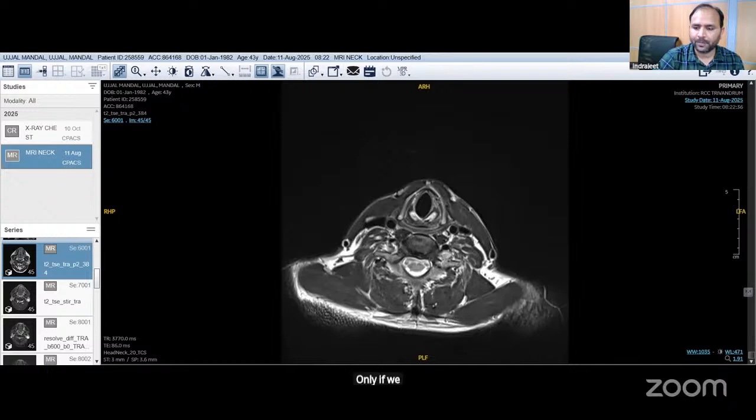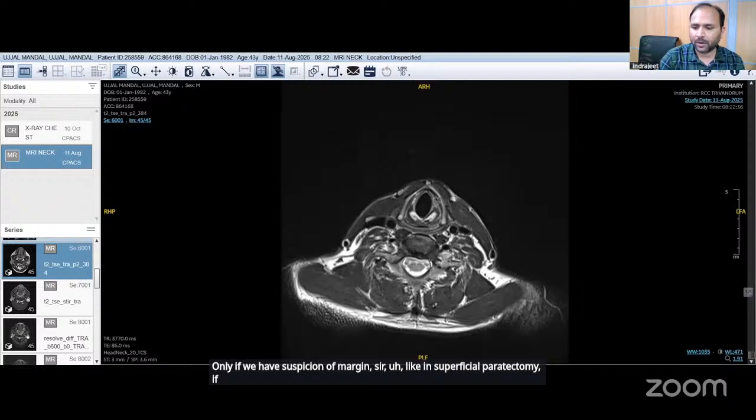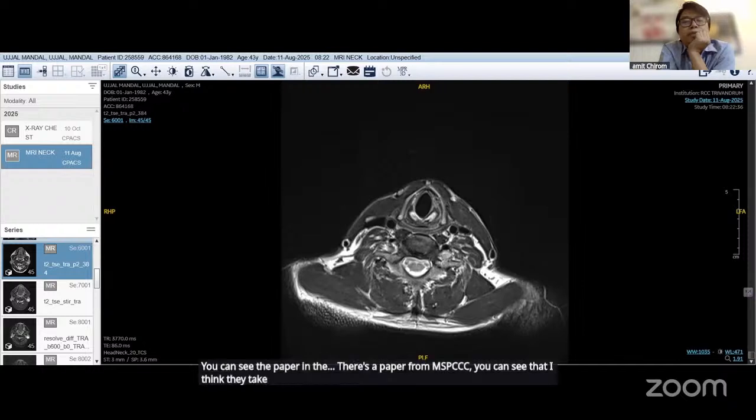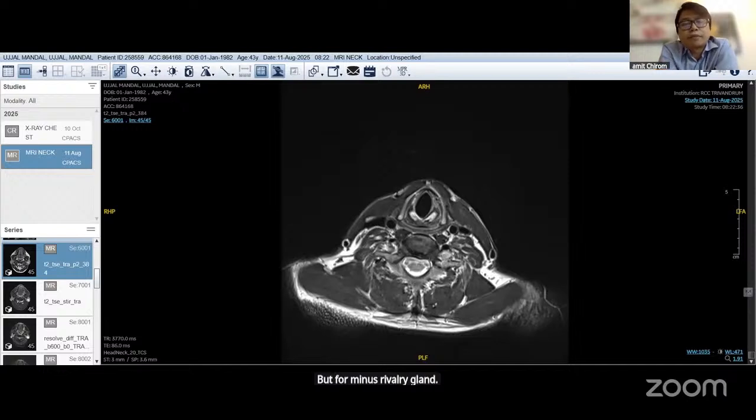Only if we have suspicion of margins, sir, like in superficial parotidectomy, if you are suspicious that we have not got an adequate margin, we can convert it to total. What is an adequate margin? That's what we wanted to know. Sir, 5 millimeters, sir. And the oral cavity margin that we cannot take in the parotid. I think there is not much literature in this. Yes, sir, there is a paper from MSKCC. I think they take 1 mm as a margin for parotid, but for minor salivary gland, like the oral cavity, 5 mm.